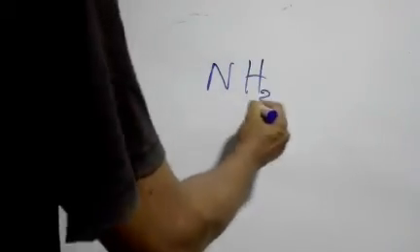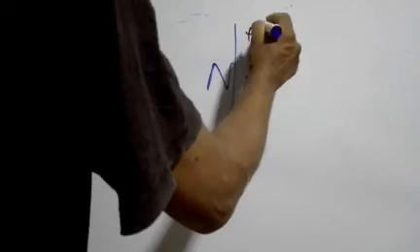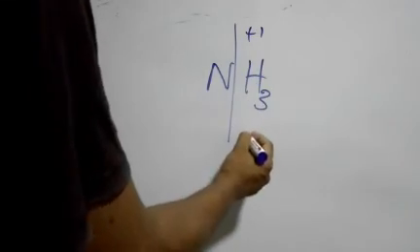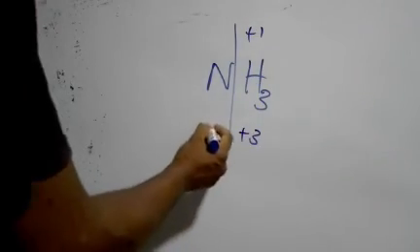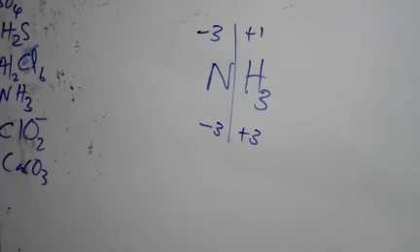Ammonia, a compound, so the sum is 0. Hydrogen is plus 1, so here plus 3. To be 0, minus 3. So here minus 3. The nitrogen oxidation number is minus 3 here.